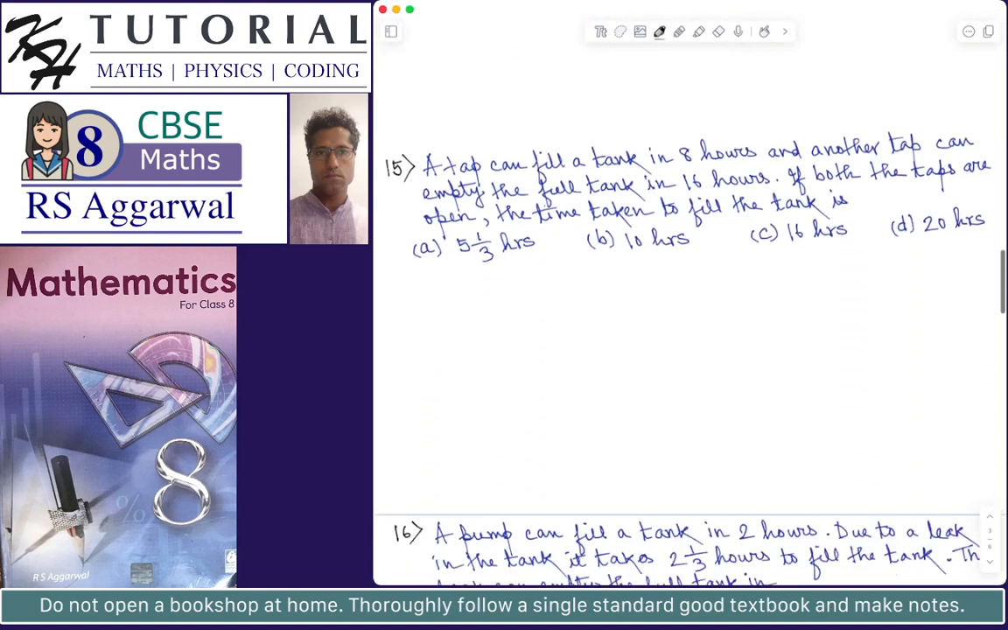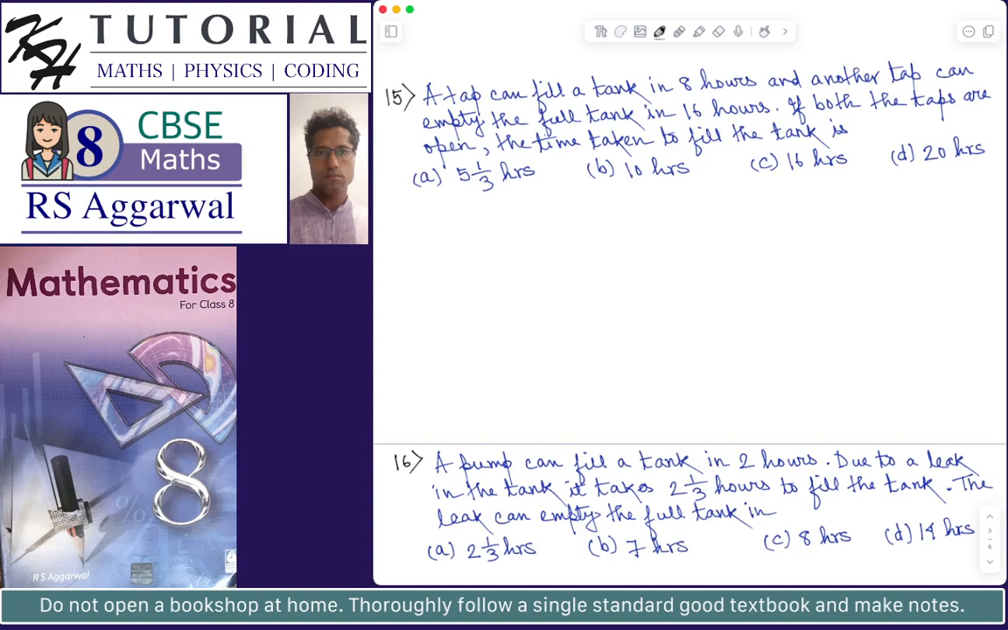Question number 15. A tap can fill a tank in 8 hours and another tap can empty the full tank in 16 hours. Let's say the first tap is A, that is the inlet, and another tap, this tap can empty the full tank in 16 hours. So it is an outlet. So let's say this tap B. If both the taps are open, the time taken to fill the tank is.